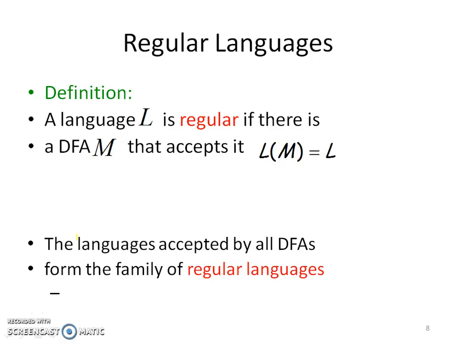So that takes us to the definition of what is accepted by a DFA. A language L is regular if there is a DFA M that accepts it. And these languages are called regular languages. So the languages accepted by all DFAs form the family of regular languages.